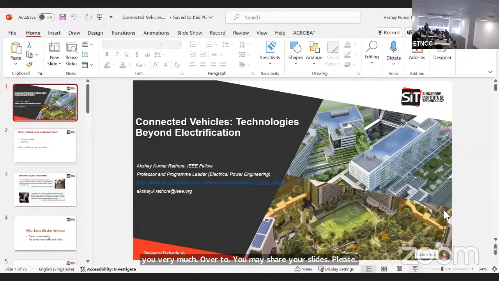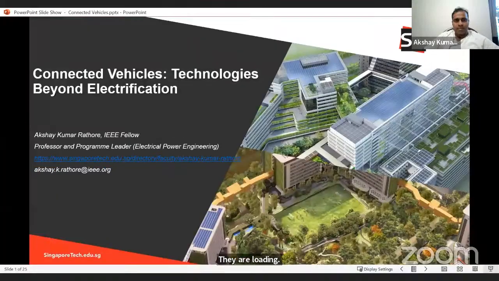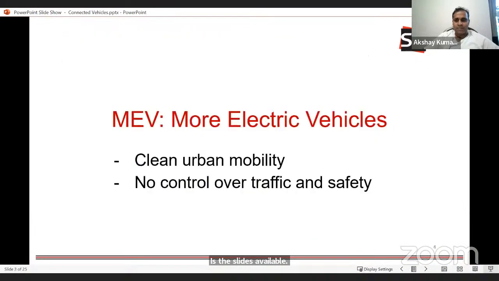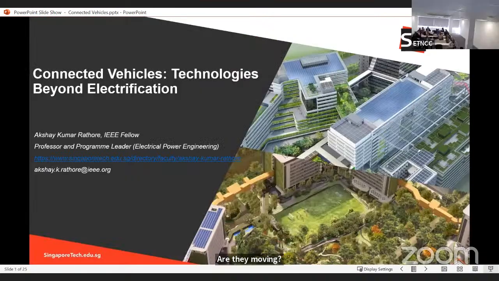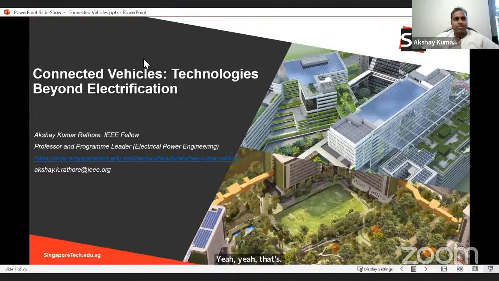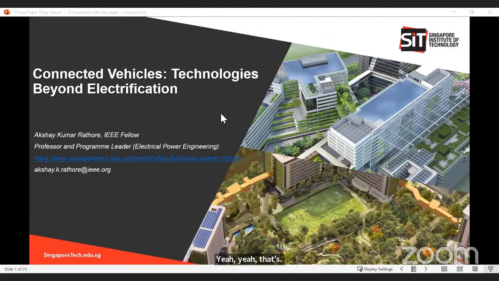You may share your slides, please. Yes, thank you very much. Can you see the slides? They are loading. Yes, the slides are available. Yeah, and are they moving? Yes, they are moving as well. Yeah, thank you very much, and good afternoon, everyone in Namibia. It's evening in Singapore and afternoon in India.